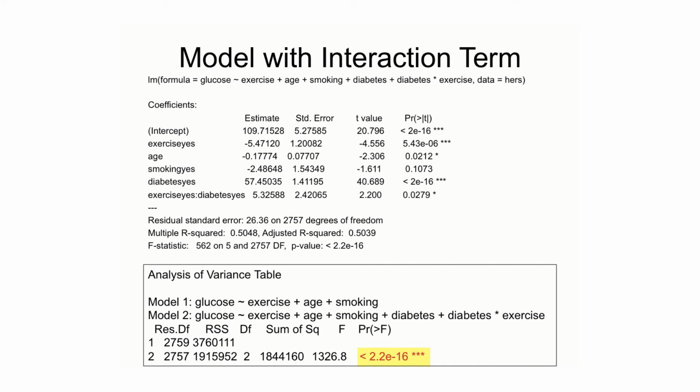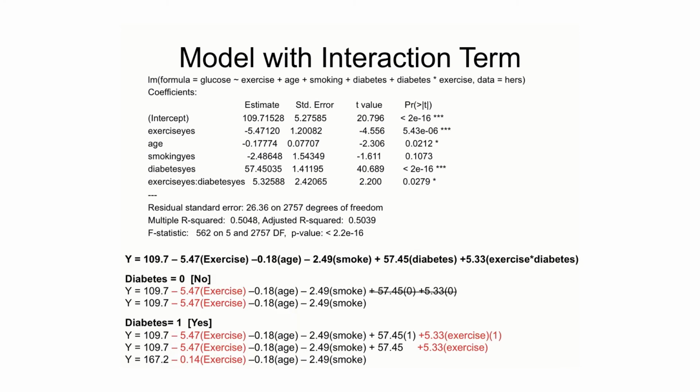This tells us that we have evidence to believe that the effect of exercise on glucose depends on whether or not you have diabetes. Diabetes appears to be an effect modifier for the association between exercise and glucose. So how does the effect of exercise differ between diabetics and non-diabetics? Using the same process that we discussed last week, we can estimate the effect of exercise for diabetics and non-diabetics by inserting a 1 into the full regression equation for diabetics and 0 for non-diabetics.